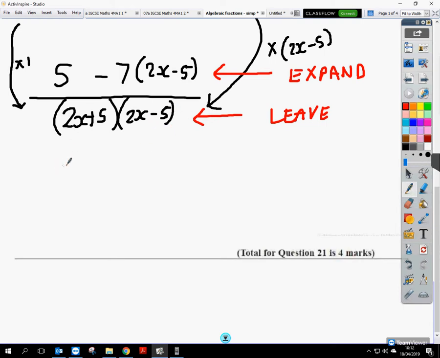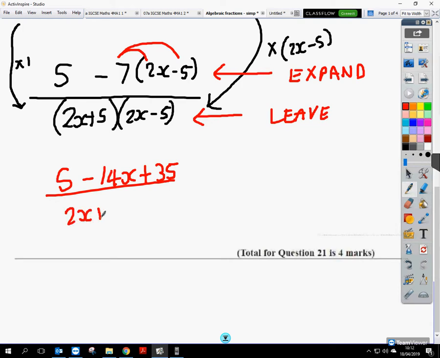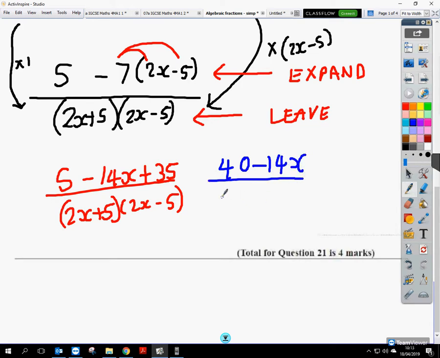Maybe you want to cancel. So if we expand the numerator, we end up with something like this. Draw my little lines, expanding. So it's 5 minus 14x plus 35 over 2x plus 5, 2x minus 5. Okay, and then the final answer to the question, maybe, will be 5 add 35 is 40 minus 14x over 2x plus 5 and 2x minus 5.